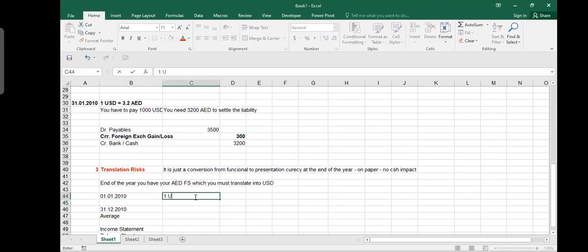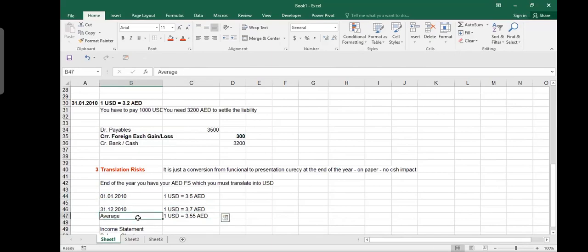Here, your rate was 1 USD equal to 3.5 AED. On 31st of December, it is 3.7. And on average, it was, let's call it, 3.55. So they give you different rates during the year: the rate at the beginning of the year, the rate at the end of the year, and the average rate. They may give you another rate as well, say on 1st of June, and that rate was 3.64.